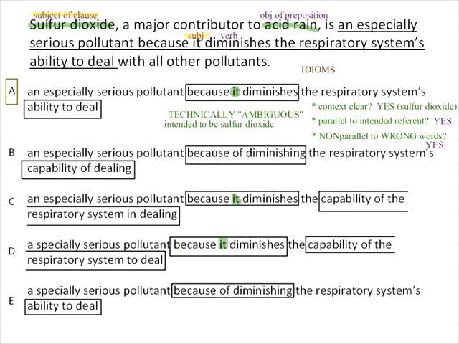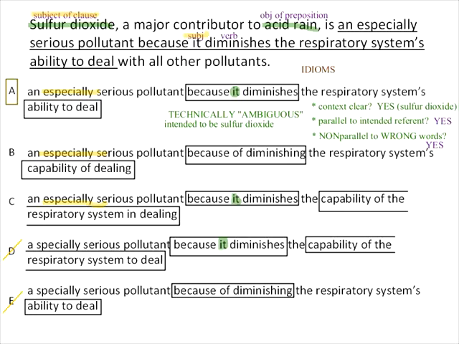The problem is here. This means that it's more serious than other pollutants, to a higher degree. So this is what we want. We want it to be "especially" and not "specially." So we would kill choices D and E for that reason.